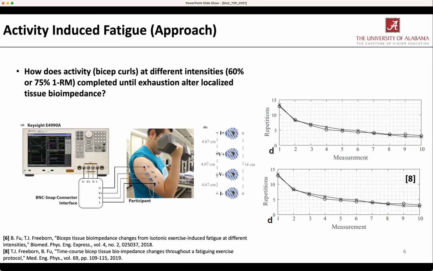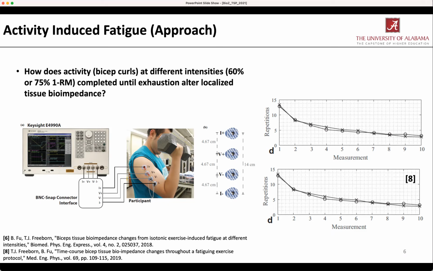So how do we learn this? What studies have we done, and what have we learned? Now we're looking at the experimentation with tissue bioimpedance. What are we doing? What kinds of studies are we running? What equipment are we using to collect this information? In some of our initial studies, we were interested in this question: how does activity, specifically a bicep curl at different intensities, 60% and 75% of the one repetition maximum, completed until exhaustion, alter localized tissue bioimpedance?